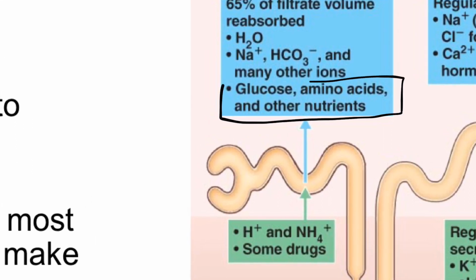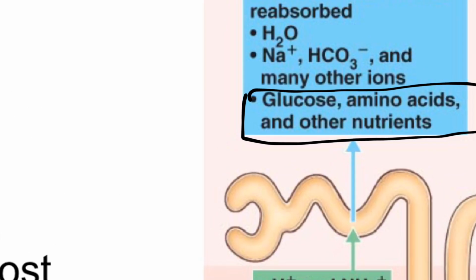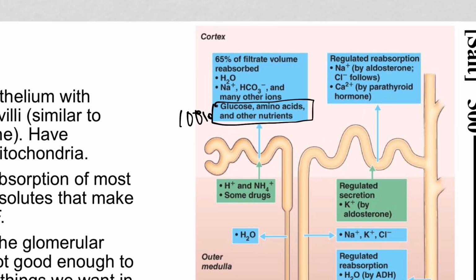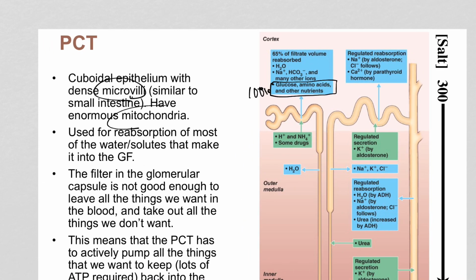These guys, so glucose, amino acids, they say other nutrients. Remember, these are things with calories. So that list I made in the first video, caloric nutrients, you're going to take back as close as possible to 100% of those nutrients in the PCT. That's where all the microvilli and mitochondria come from.